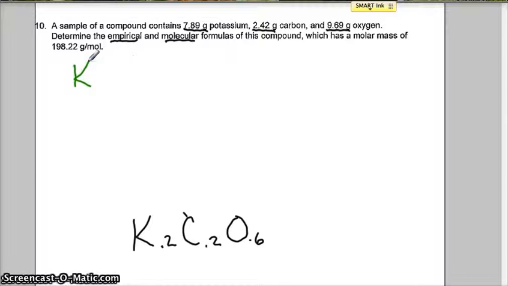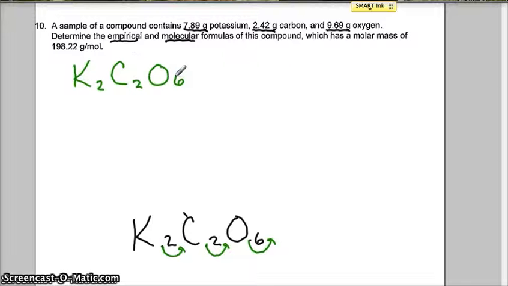One way to do it, and there are different ways you could do it, is by taking each of these values and basically just moving the decimal 1 over to the right, which is multiplying them by 10. You would move the decimal 1 to the right, and as long as we do the same thing to each of them, then we're fine. So that would give us K2, C2, O6.